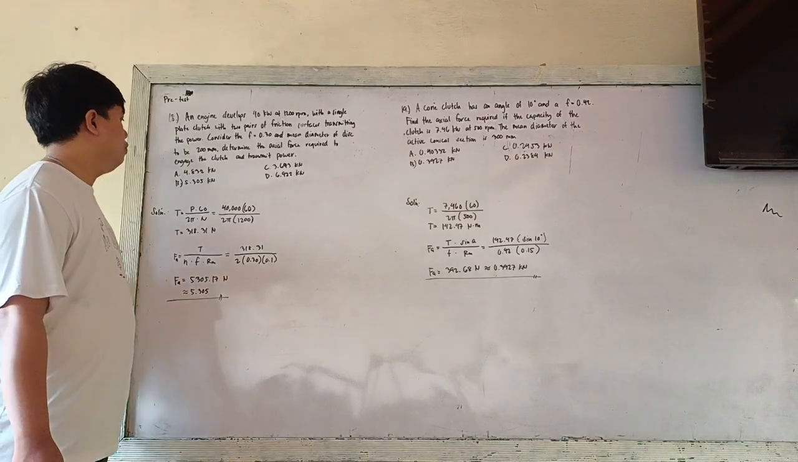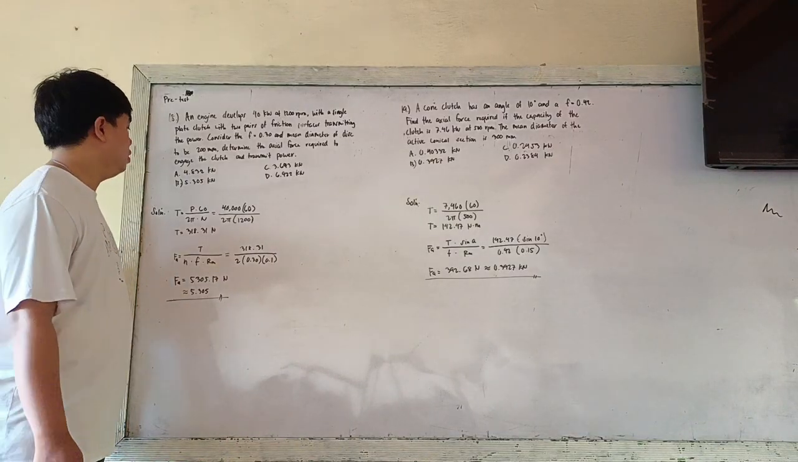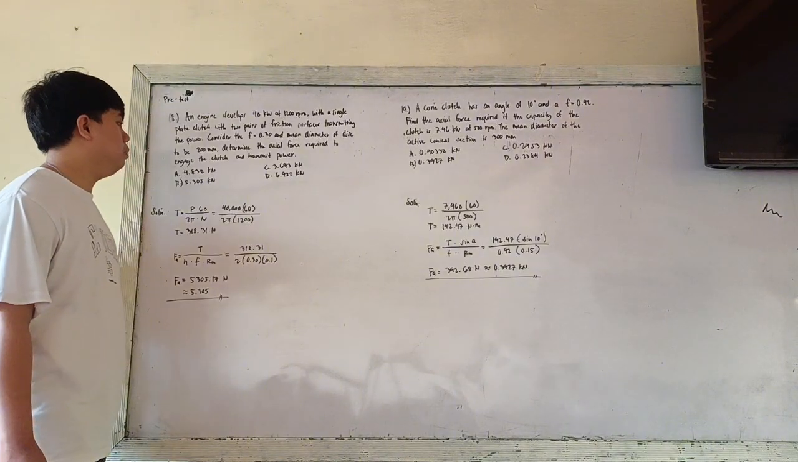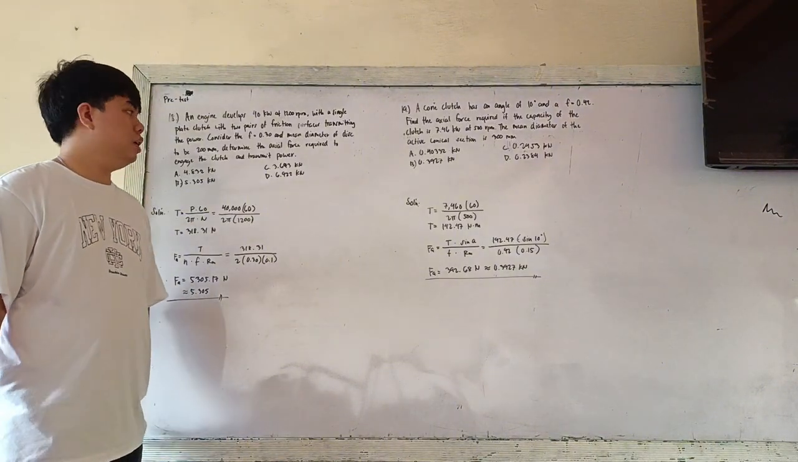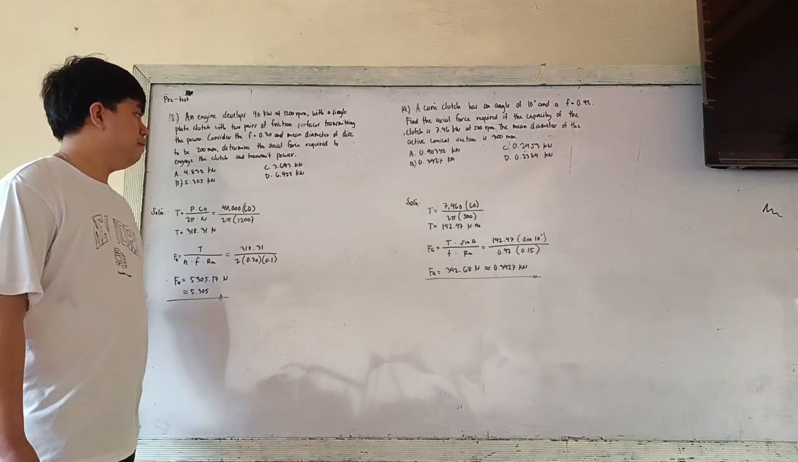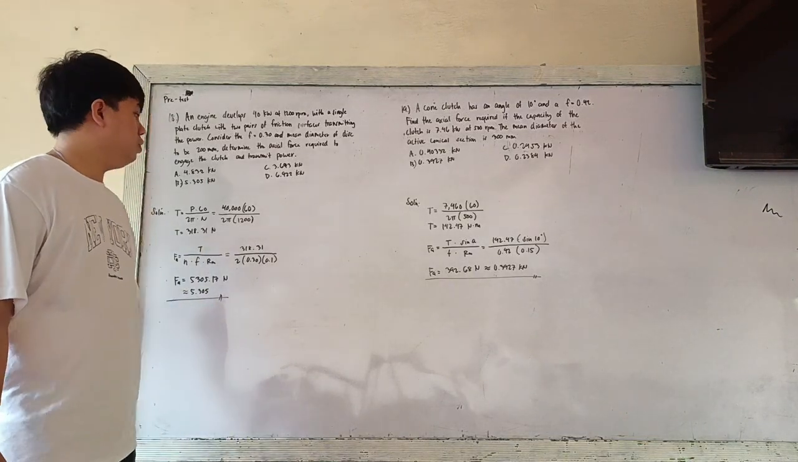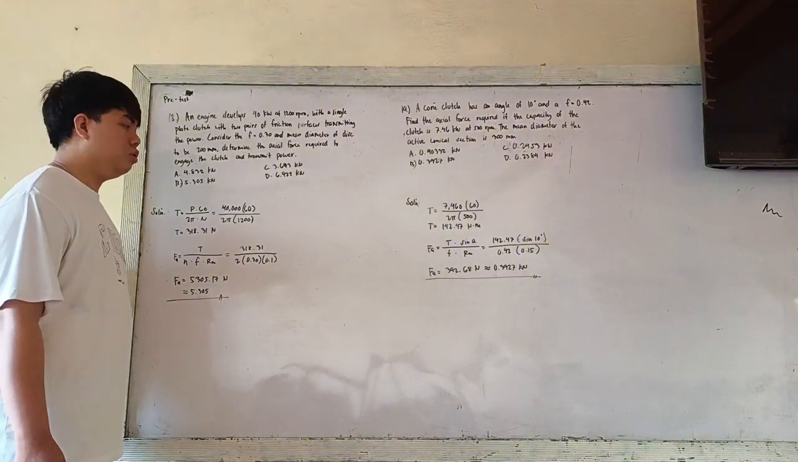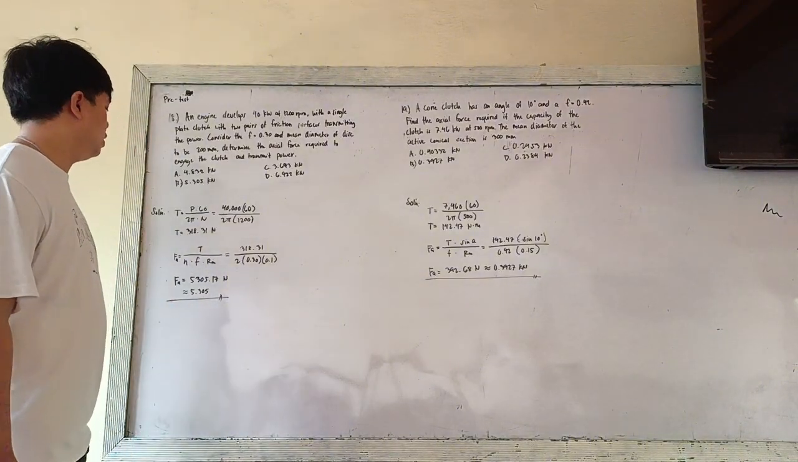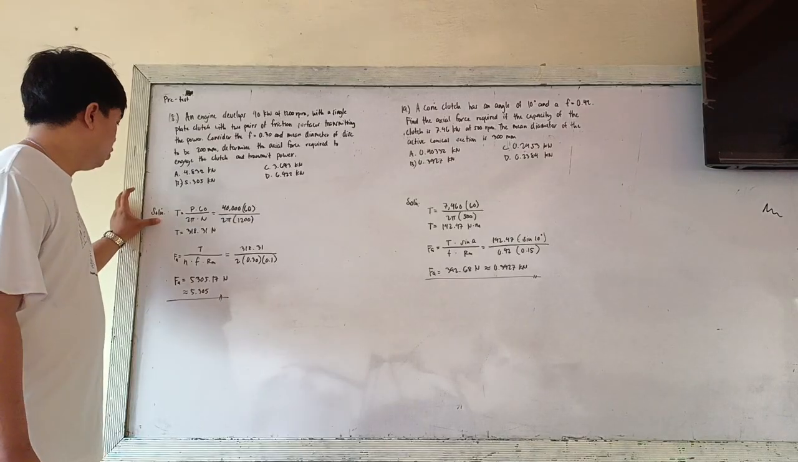A. 4.832 kilonewton. B. 5.305 kilonewton. C. 3.693 kilonewton. D. 6.922 kilonewton. So, in order to find the correct answer, first we need to solve the solution.